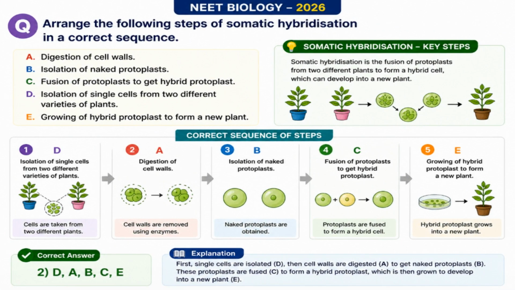The sequence of somatic hybridization steps starts with the isolation of single cells from two different varieties. This is followed by digestion of cell walls, then isolation of naked protoplasts. Next is the fusion of protoplasts to get a hybrid protoplast, and finally, growing the hybrid protoplast to form a new plant. The correct sequence is D, A, B, C, E.